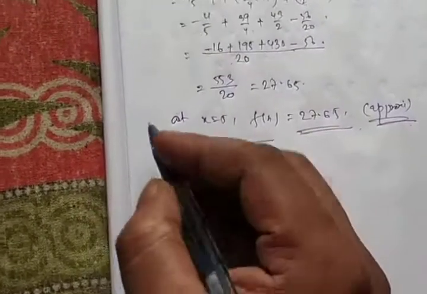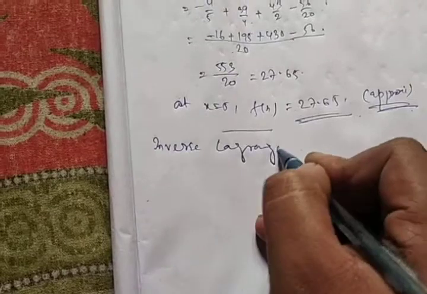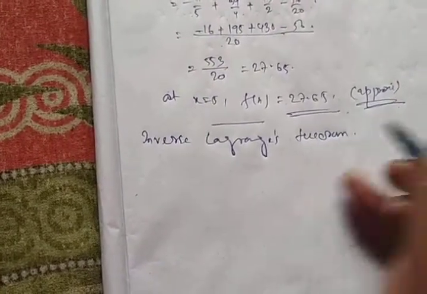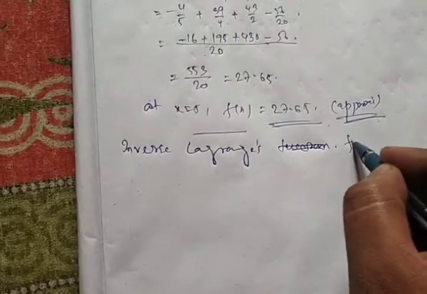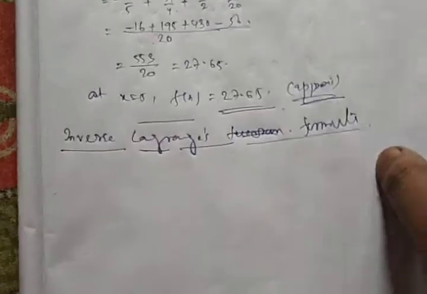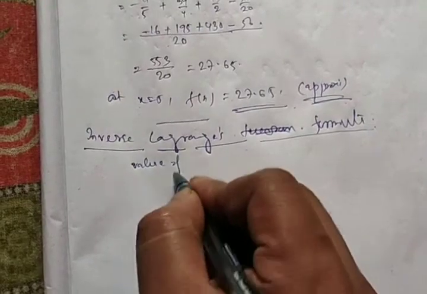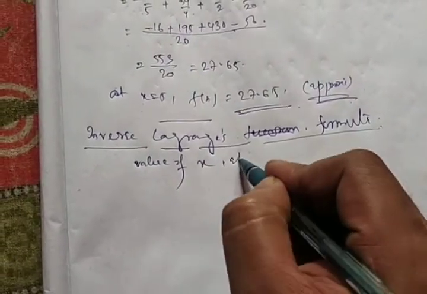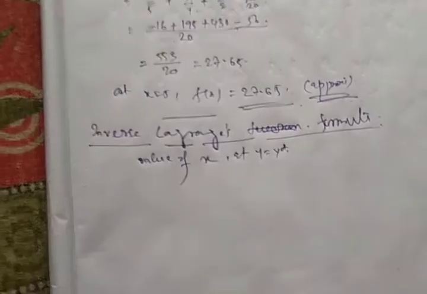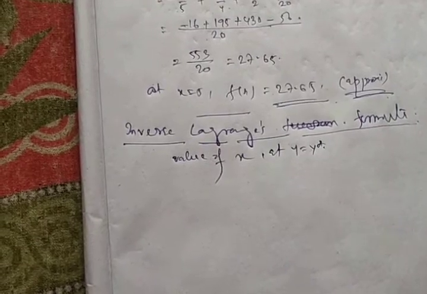Now also the inverse Lagrange's theorem. Okay, so inverse Lagrange's theorem. This is the same theorem on the normal formula, Lagrange's formula. This formula is also same. Here we have to find the value of x at y equals to y star. Okay, so here we have to find at y equals to y star the value of x.